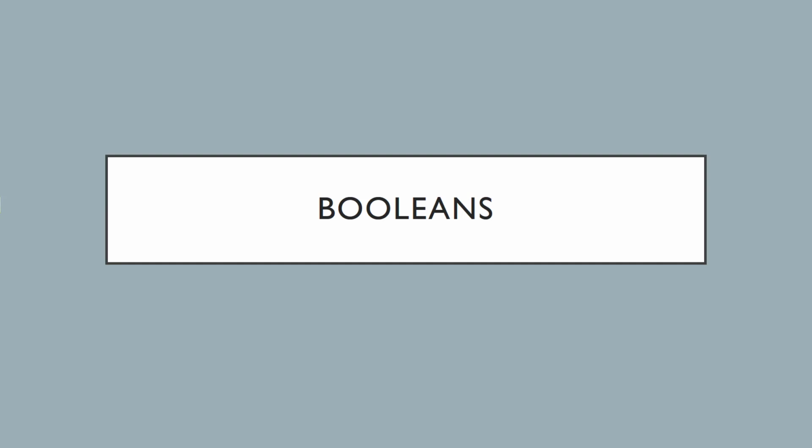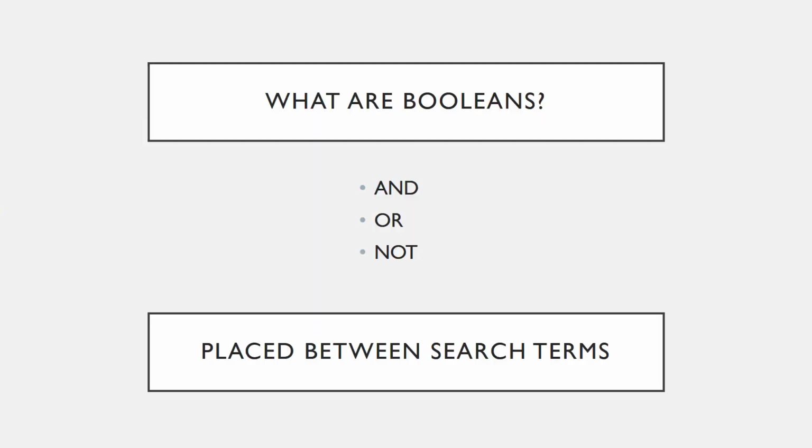Booleans are one of the most important search strategies that you'll use when looking for information on your research topic. So what are Booleans? These are the small words that tell a database how to look for the words you've used in its articles or other material. These words are AND, OR, and NOT.